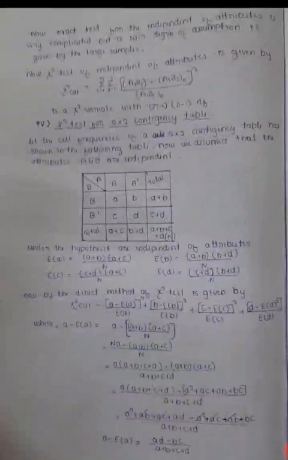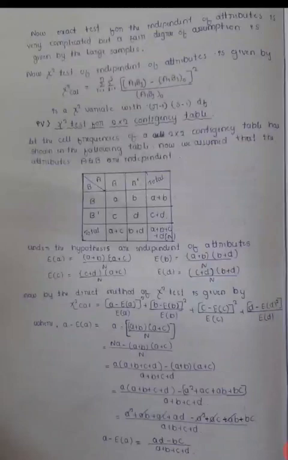Now, by the direct method, the chi-square calculated value is equal to (a minus E(a)) whole squared by E(a) plus (b minus E(b)) whole squared by E(b) plus (c minus E(c)) whole squared by E(c) plus (d minus E(d)) whole squared divided by E(d), where a minus E(a) is equal to a minus (a plus b)(a plus c) divided by N, that is, N a minus (a plus b)(a plus c) divided by N. That simplifies to (ad minus bc) divided by (a plus b plus c plus d).